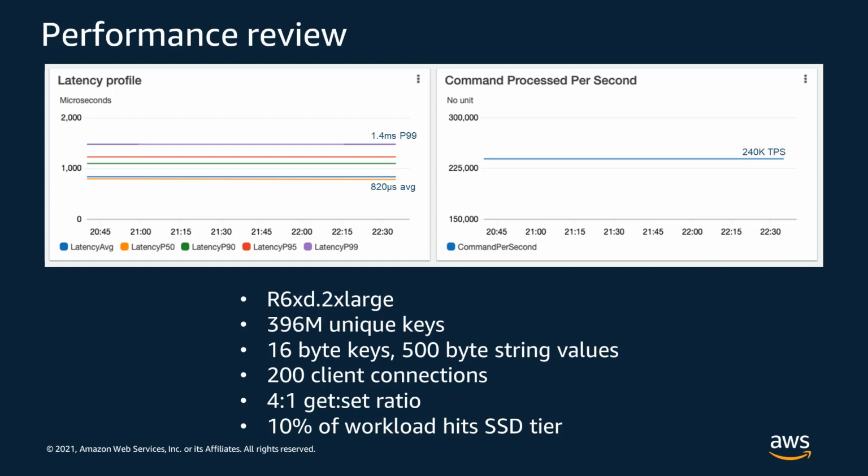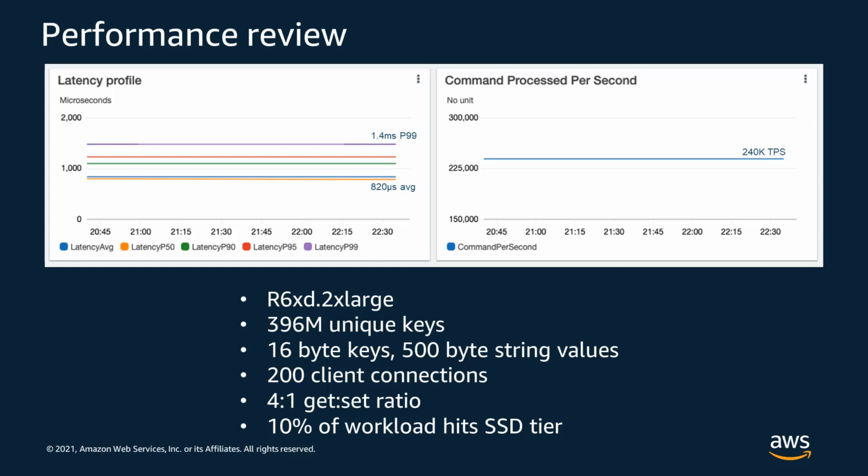So the way we ran our benchmark, we used the open source Redis benchmark program. We executed it across 5 EC2 instances using 200 client connections, and we let the test bake in continuously over a 2-week period. From a cluster perspective, this was executed against a single node R6GD 2x large cluster. We loaded almost 400 million unique keys. Each key was comprised of a 16-byte string, and each value was a 500-byte string.